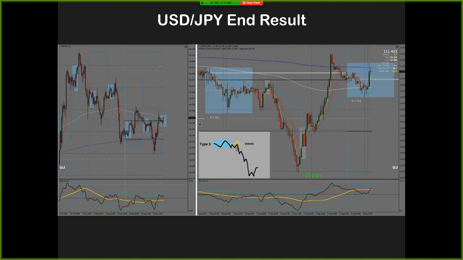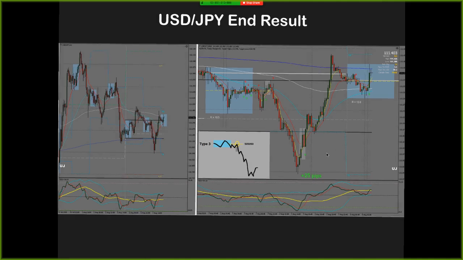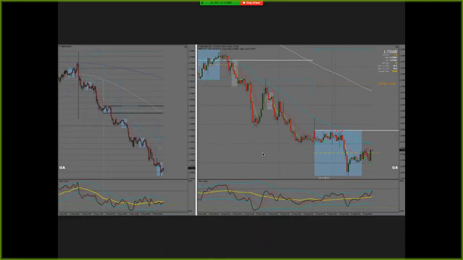Okay, so that was a type 3 for UJ, and then one more type 3 we had, which is a really nice trade. Also another trade that I was just a little bit too late to get up to take, but this was a very nice entry if you guys were able to catch it. GA had been in a very massive drop, right? Many days of drop here, so we're looking for a level 3 reversal at some point.